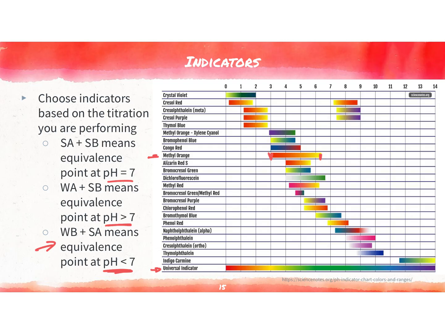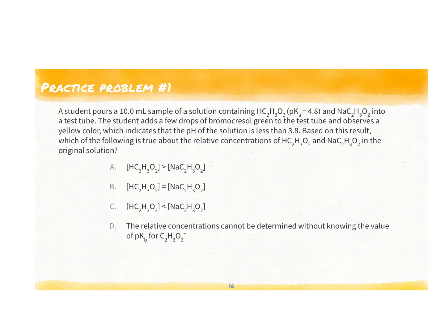What we used for our lab was phenolphthalein. You can see this works essentially between 8 and 10, which is what you would use for a weak acid and a strong base. Okay, I want to go over this one practice problem before I end off this lecture.